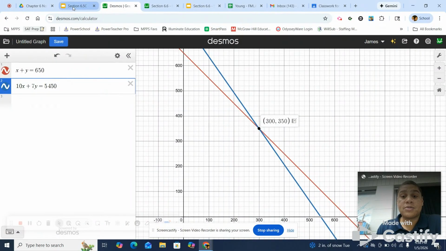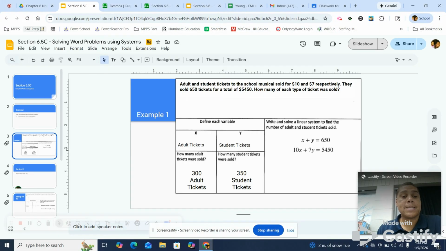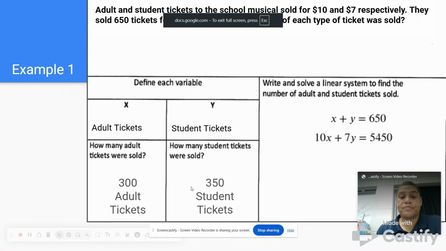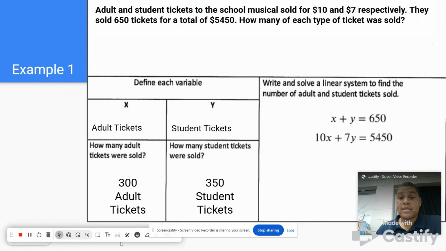What does this mean? It means 300 adult tickets were sold, 350 student tickets were sold. If you already saw that earlier, you're welcome, but that's what we're doing. Okay? That's it. That's your answer. That's how you do these problems.